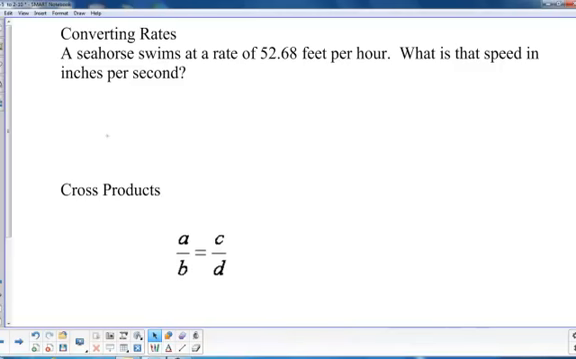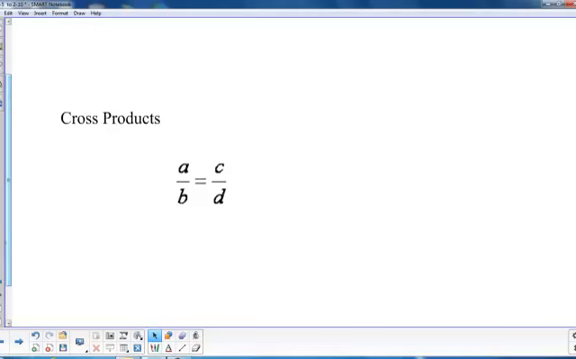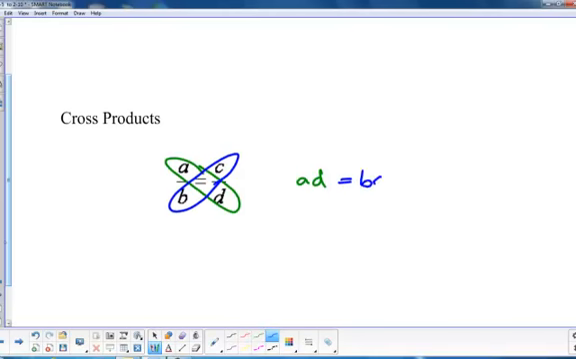All right, cross product means that anytime you have two fractions equaling each other, you could do this times this equaling this times this. So AD would equal BC. And the reason we can do that, if I rewrite this whole thing, A over B equals C over D, I want to get the D off the denominator by multiplying. What you do to one side, you do to the other, and those cancel.